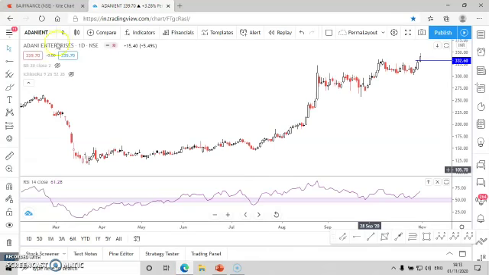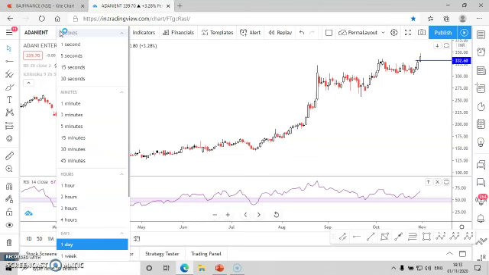So we'll see all three examples. Adani Enterprises, as I said, had given a flag breakout, and let's mark the previous day high. Let's go to the 5 minutes candle chart and see what happens.